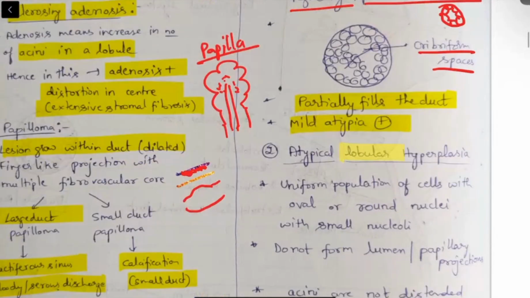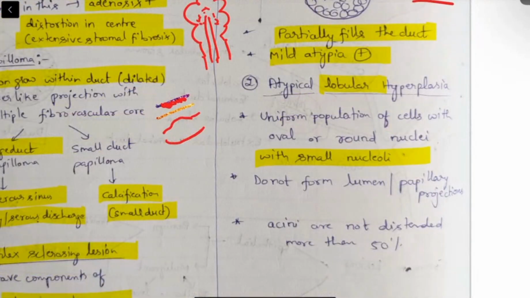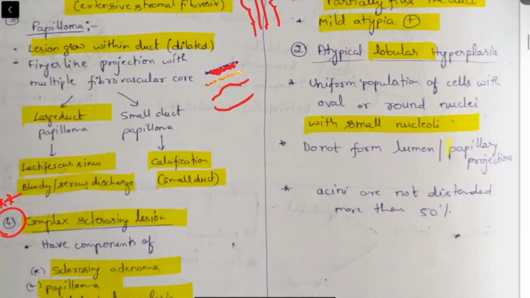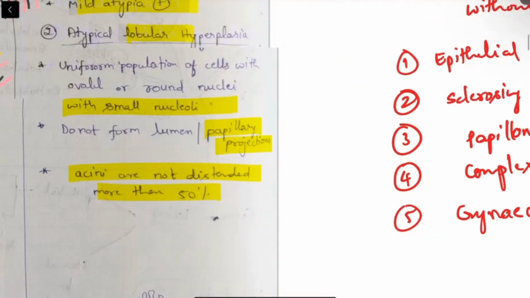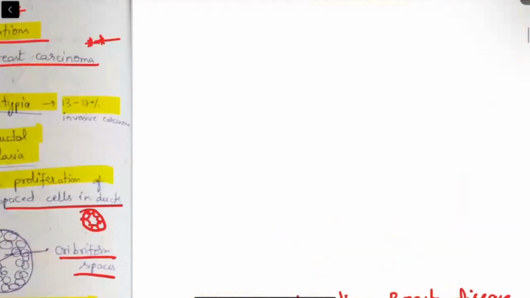The other one being atypical lobular hyperplasia, in which a uniform population of cells with oval or round small nuclei undergo hyperplasia, and this does not form lumen or papillary projections, and the acini are not distended, which is more than 50%. Basically, whatever anatomy we had discussed, like in our TDL, what all are there. So basically this is a lobule, this is a duct.